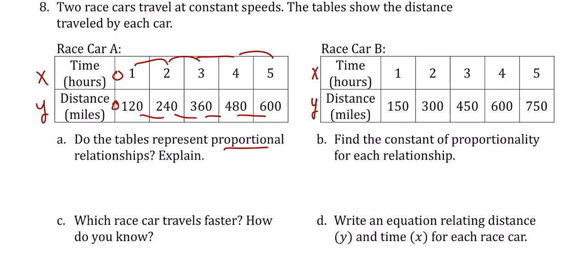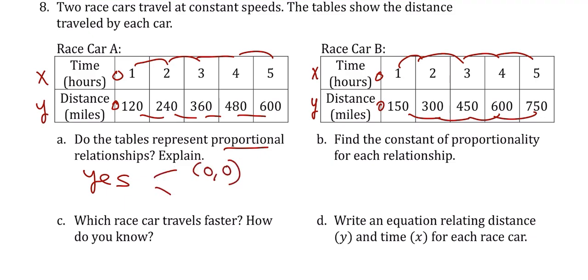Let's look at B. Once again, as x goes up by 1, the y goes up by 150. So if we went backwards, we could again see, yep, it includes the point (0, 0). And it's definitely a constant rate because of the consistency of going up by 1 and going up by 150 for the y's. So they're both yes, because I'm going to summarize that they include (0, 0), and they have a constant rate of change, so a constant of proportionality.